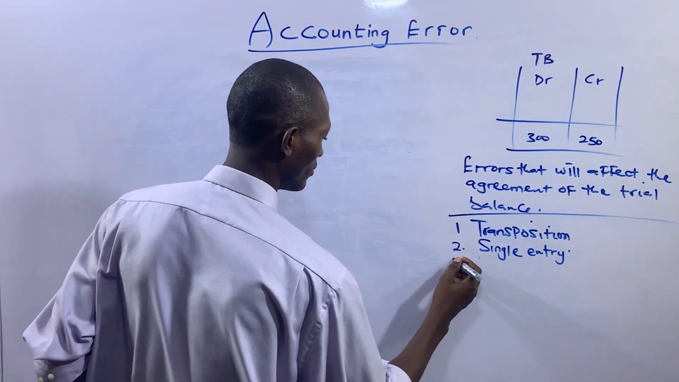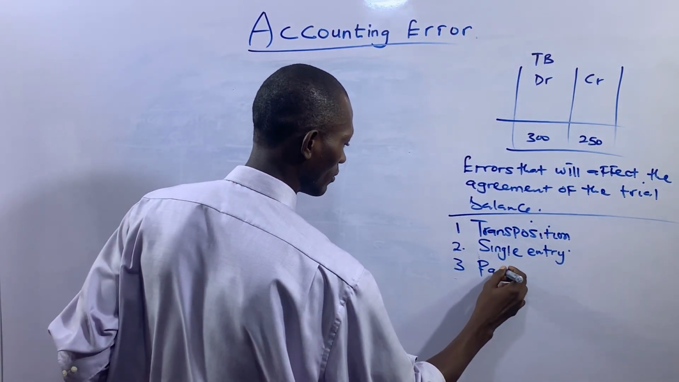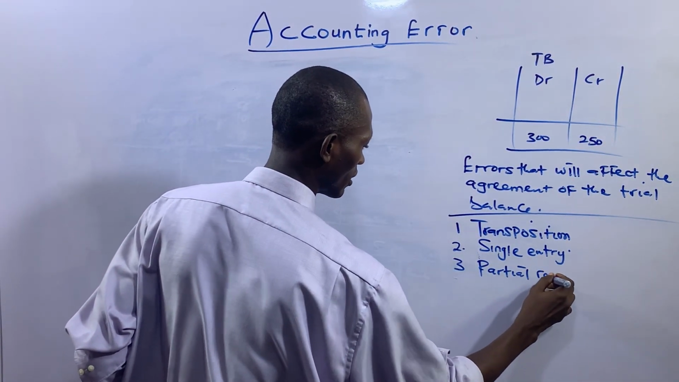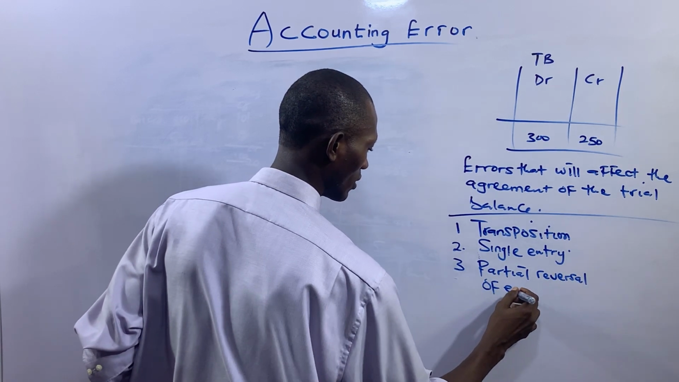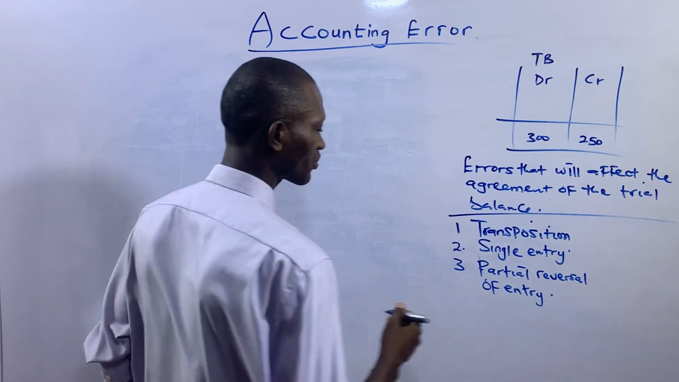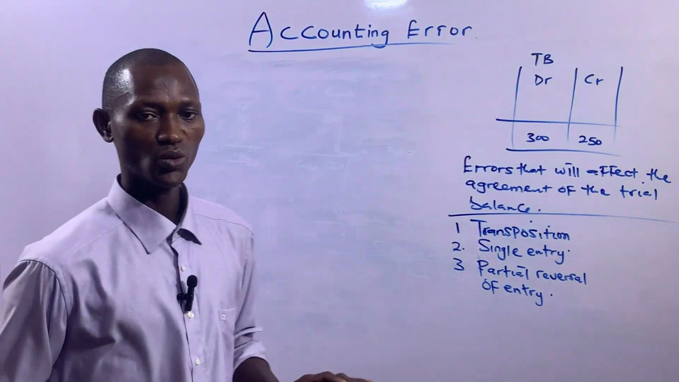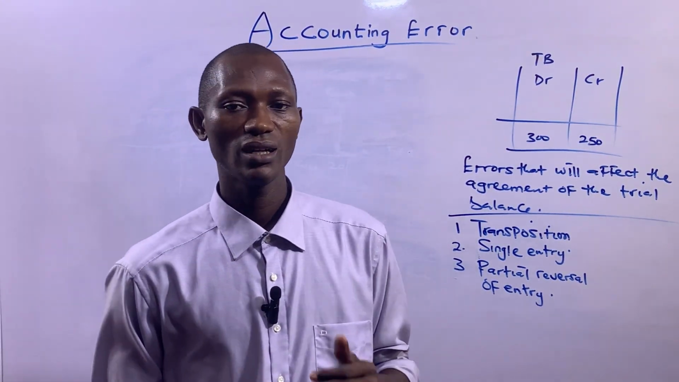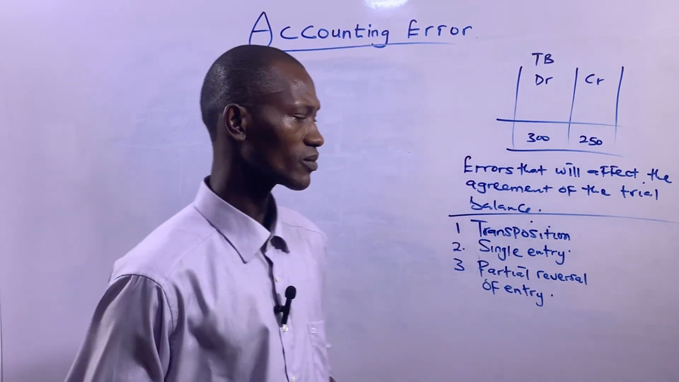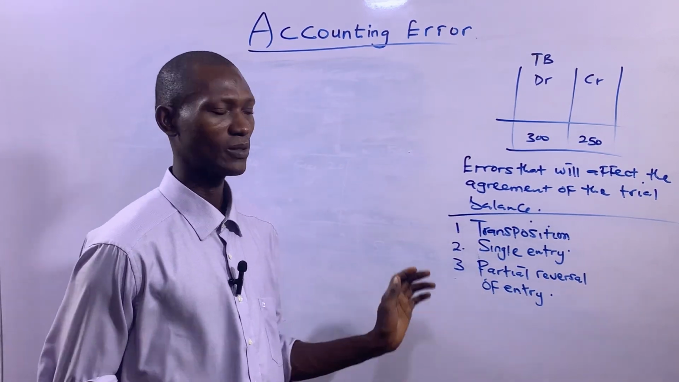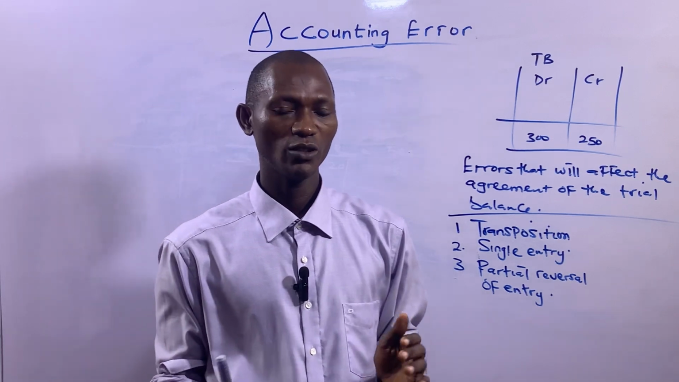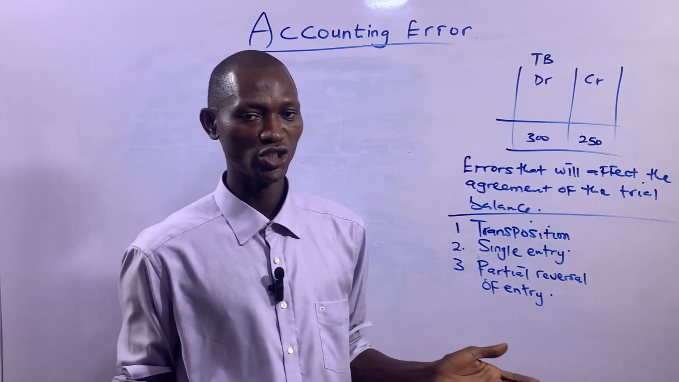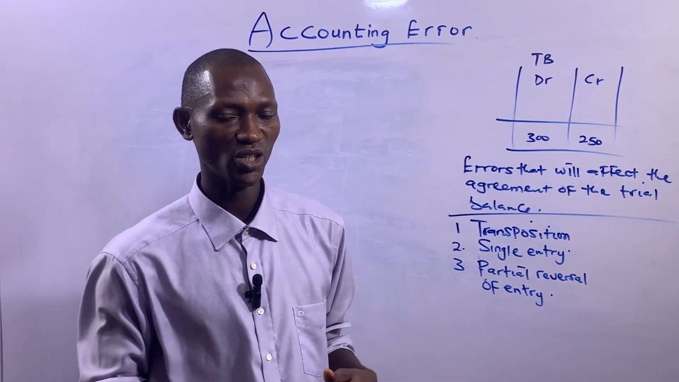So 3 now. We have error of partial reversal of entry. So that's the third one. Error of partial reversal of entry. From the word partial, this one occurs when you have, although it's also called error of partial omission. Yeah, error of partial omission.